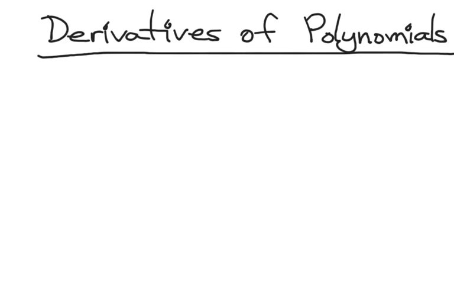In this video, we're going to start developing rules for the derivatives of certain types of functions. We've already seen the definition of the derivative. Now we're going to see how to use that definition to create some general formulas that we can just start to use every time, instead of always needing to revert back to the definition of the derivative.